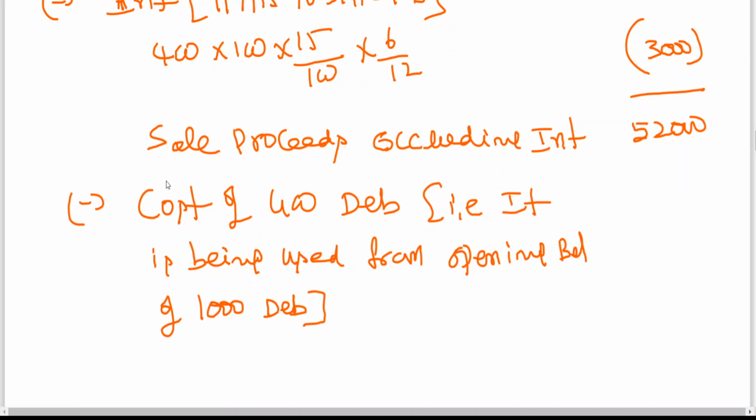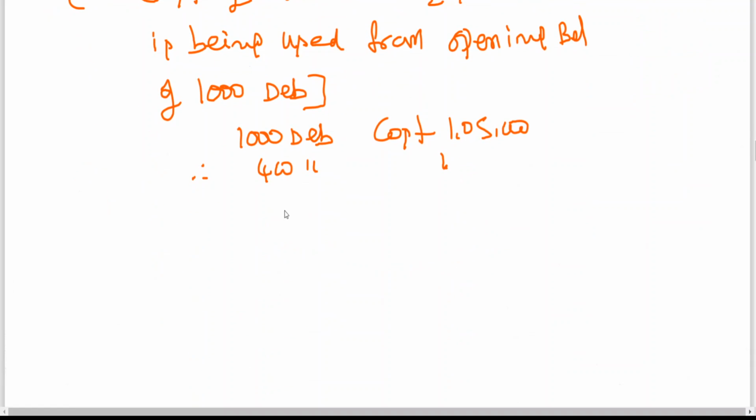So that means we got already 1000 debentures, cost is 1,05,000. Therefore, for 400 debentures, what will be the cost? So you know that 1,05,000 into 400 by 1000.